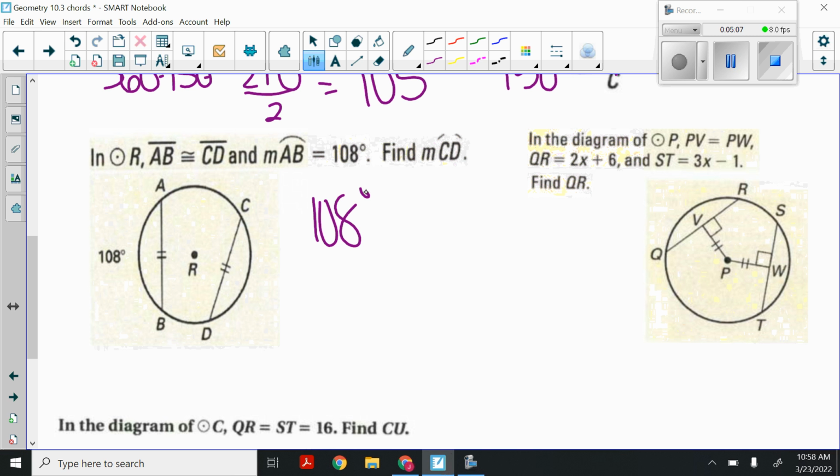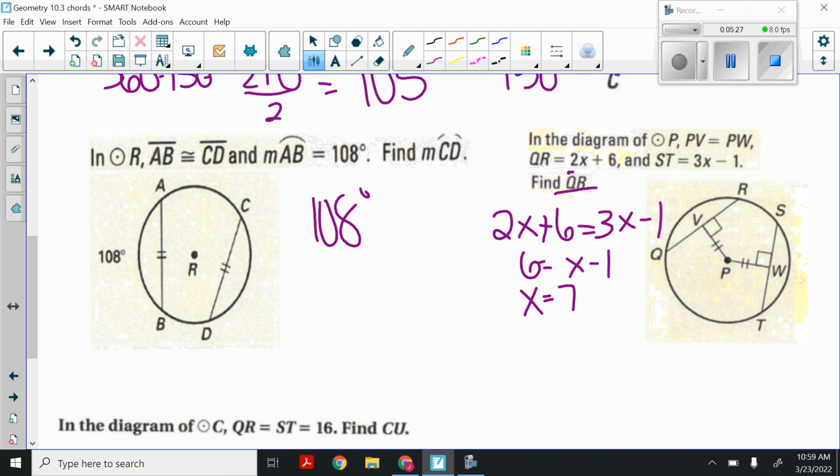So we have the theorem that tells me if they're the same distance from the center, then those chords are congruent. So I would just set them equal to each other. So 2x plus 6 equals 3x minus 1. I need to solve for x, so I'm going to subtract 2x over, so I get 6 equals x minus 1, add 1. So I get x is equal to 7. But I have to plug that in.